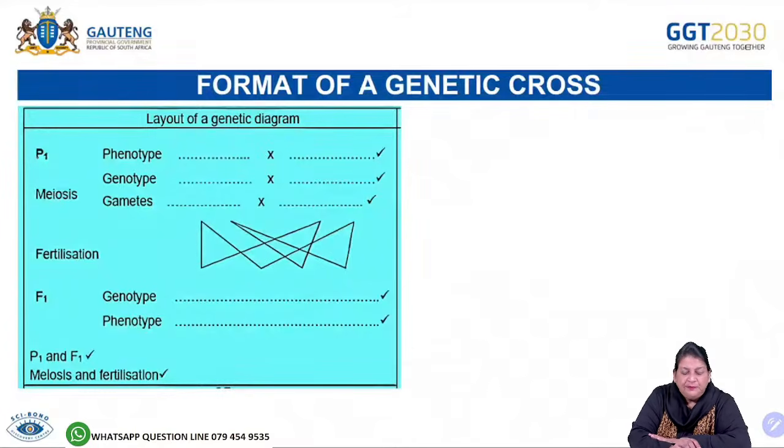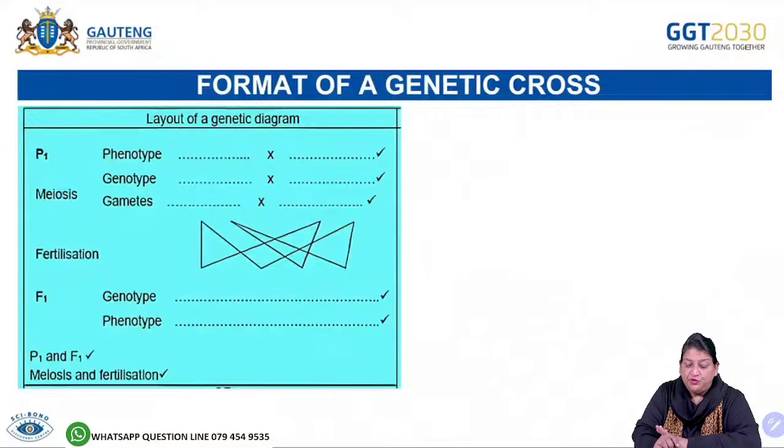You can put P1, that's the first generation of parents. Then you must describe what they give you in the question. You write phenotype and describe it. Is it a red apple that's crossed with a yellow apple? Is it a man with brown eyes that's crossed with a female with blue eyes? Right? That's the phenotype. You use words.